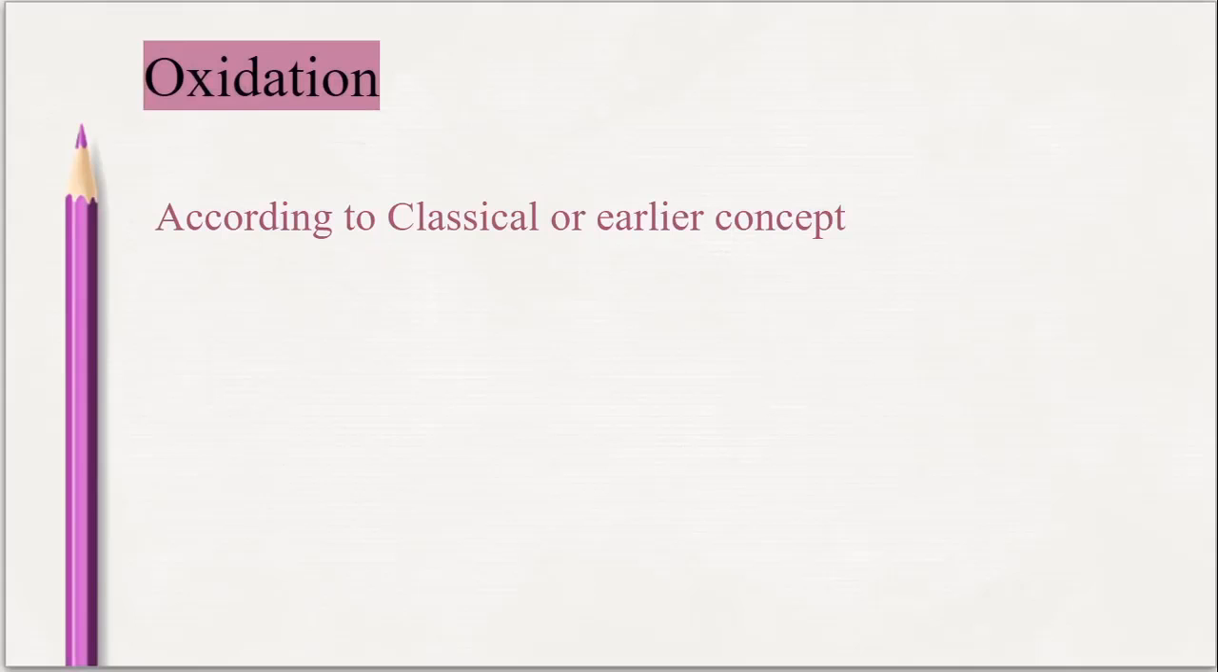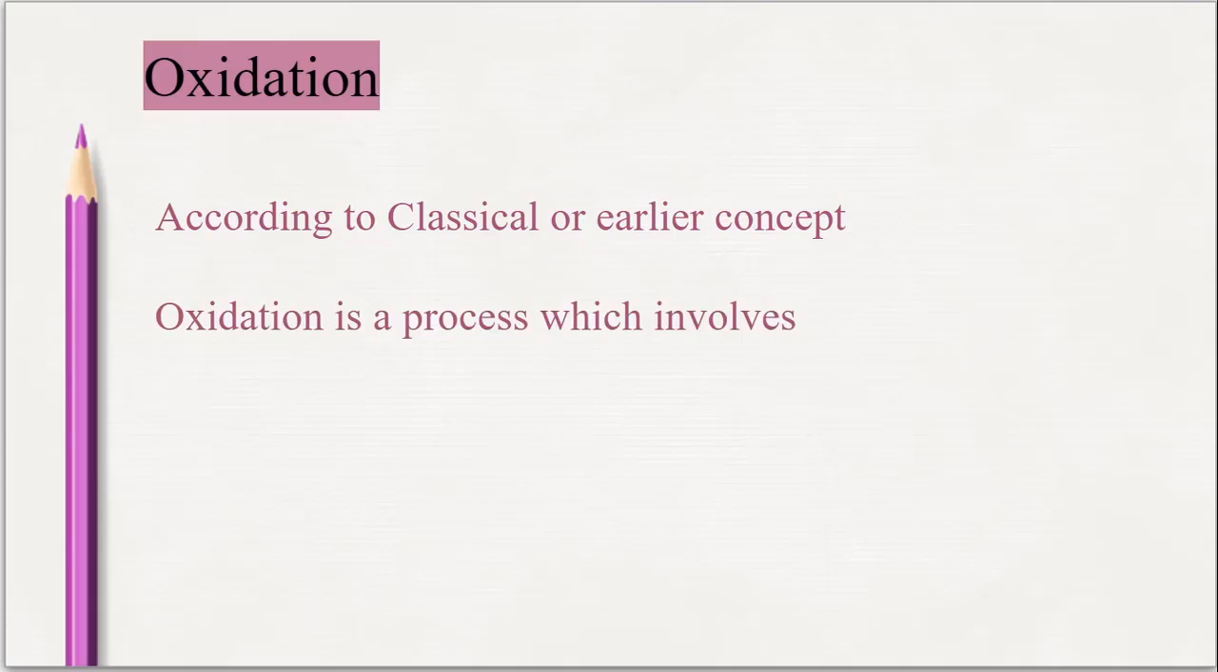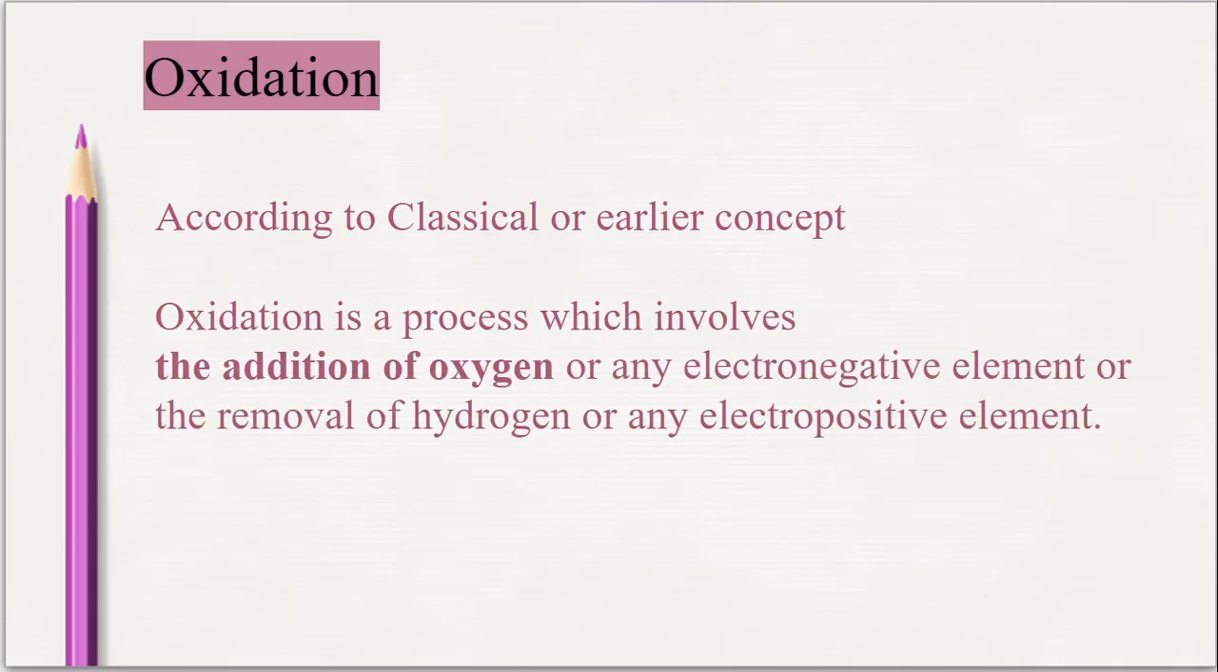According to the classical or earlier concept, here we introduce the definition of oxidation. Oxidation is a process which involves the addition of oxygen or any electronegative element, or the removal of hydrogen or any electropositive element. If in a reaction oxygen is added, or hydrogen is removed, or any electronegative element is added, or any electropositive element is removed, then the process is called an oxidation process.